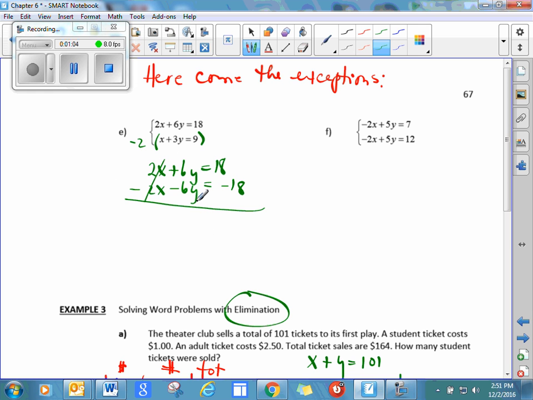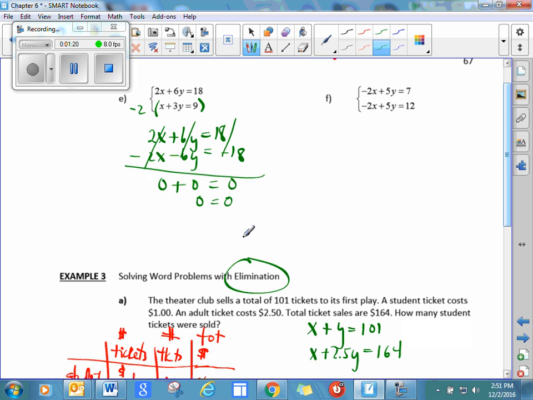When I add these together, that's a 0, and that's a 0. Everything cancels, top and bottom, and I end up with a statement that says 0 equals 0. So this might look kind of familiar to you. When you see a true statement and all of your variables are gone, this means, and here's the therefore symbol, therefore, there are infinite solutions.